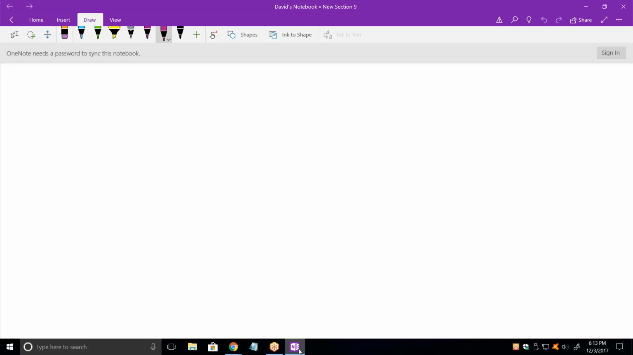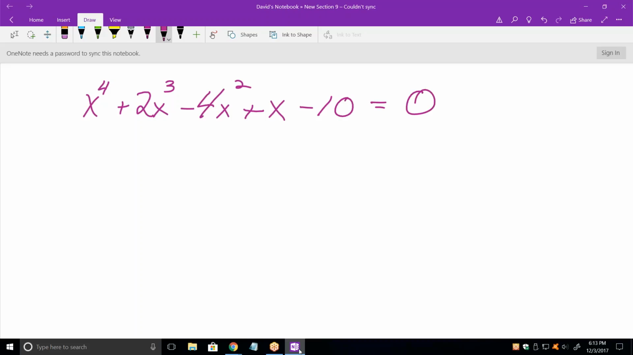My first problem I have to do is x to the fourth plus 2x to the third minus 4x squared plus x minus 10 equals 0. Equals 0, yeah, that's right. And you're supposed to identify the number of solutions or zeros. Okay, how many do you think we have?